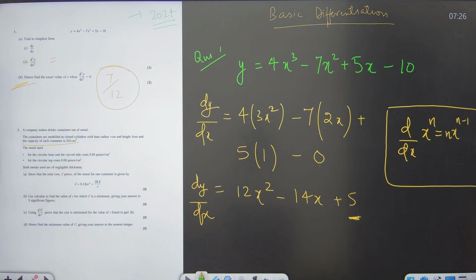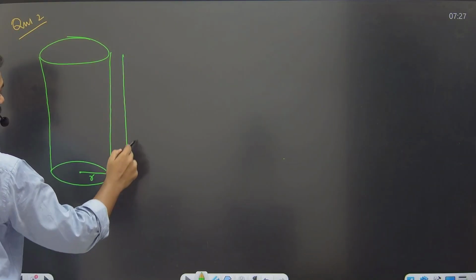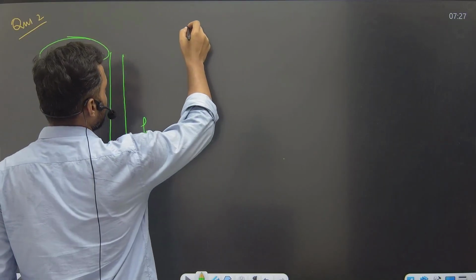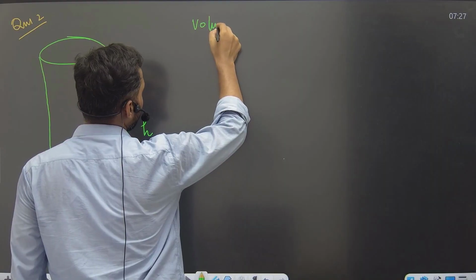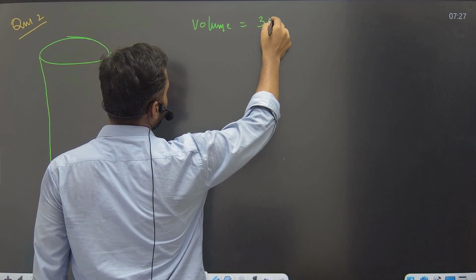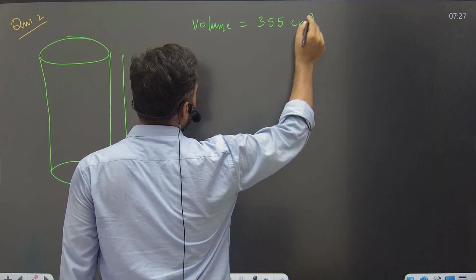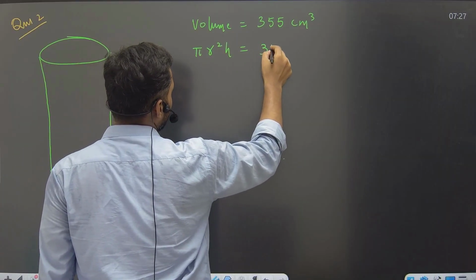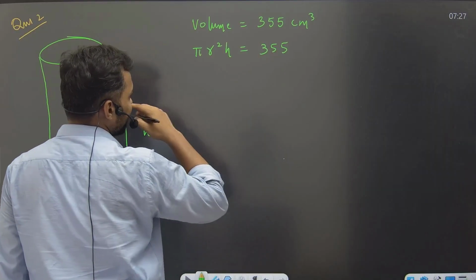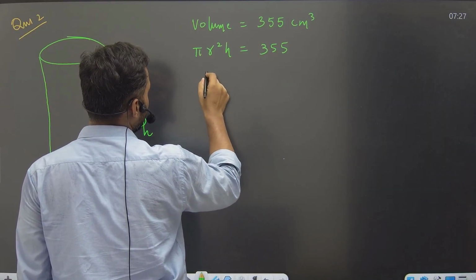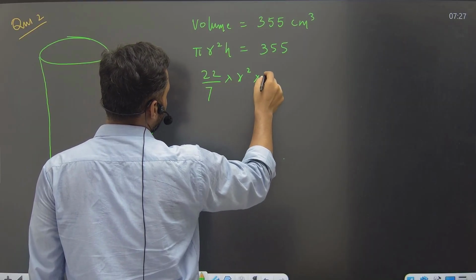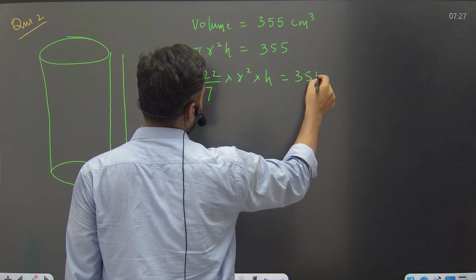Height is h centimeter according to the question, and the capacity of this container is 355 centimeter cube. What is capacity, student? That is called volume. So volume is 355 centimeter cube. We know that the volume of the cylinder is given by pi r square h equals 355. If I take the value of pi as 22 by 7, then 22 by 7 cross r square cross h is equal to 355.